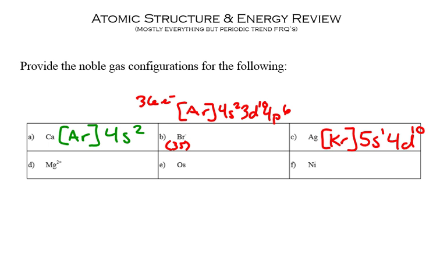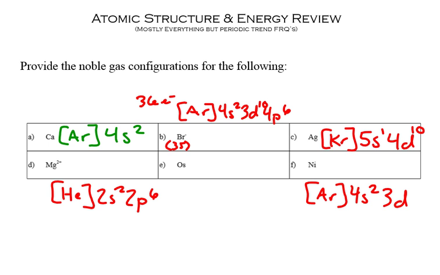Mg2+. What noble gas am I using? Or wait, that's He. It acts like neon, but I can't use that, right? Okay. So then it would be 2s2, 2p6. Okay. We'll skip Os for a second. We'll go to nickel. I didn't do a lot of variations here. I probably should have done a little bit more, but I just wanted some differences. So nickel, you should have done 4s2, 3d8. Looks right to me.